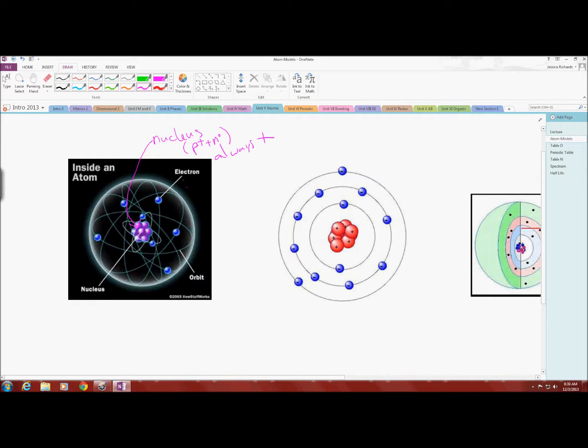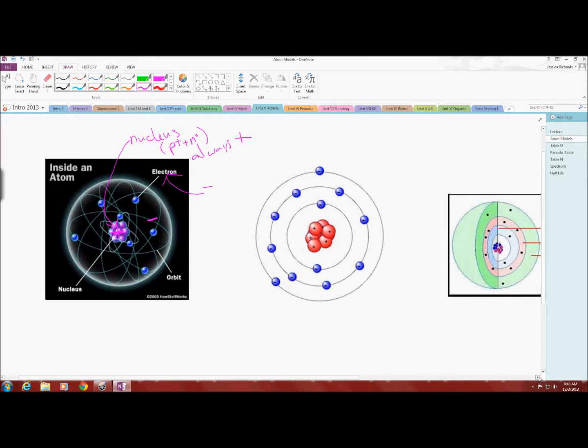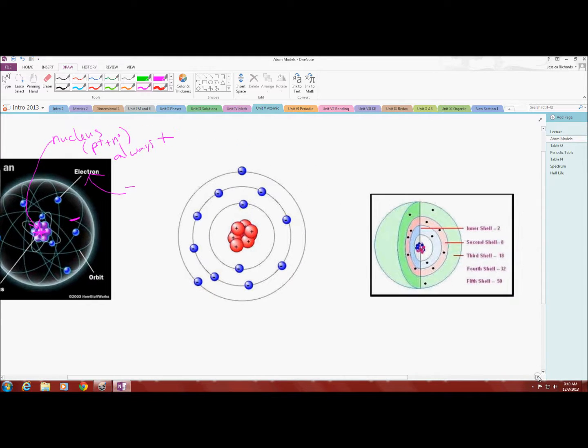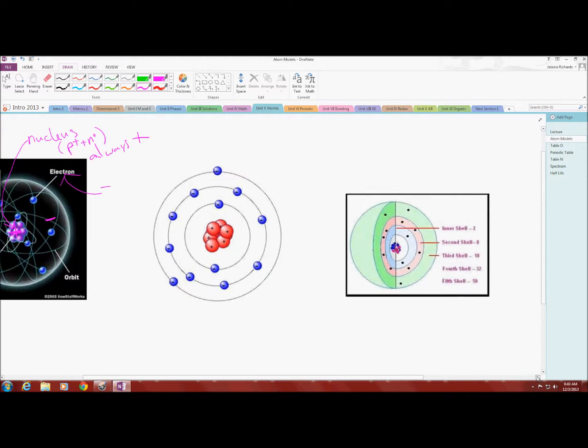And he had these clouds of electrons out here that are negative charged. So we have all these negative electrons orbiting, positive center, negative outside, neutral atom. It worked great. Niels Bohr, though, started working with those negative electrons and noticed that they all didn't have the same amount of energy, that some of them had more energy than the others.